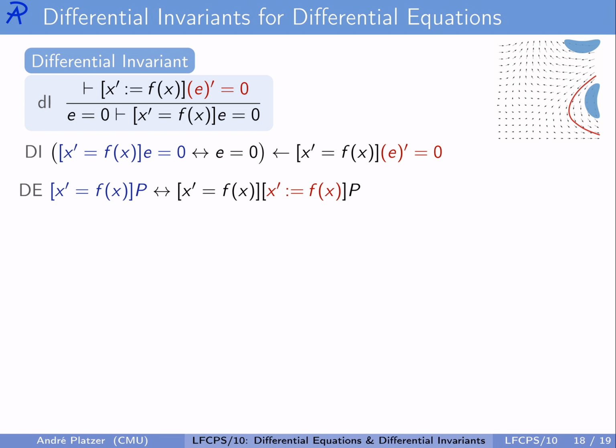Together with the differential effect axiom that says that always after a differential equation a property p is true, if and only if always after the same differential equation the property p is true after we first assign f of x, the right-hand side, to the x prime variables, because that was precisely the effect that a differential equation has on the prime symbol. Notice that we follow a notational convention here.